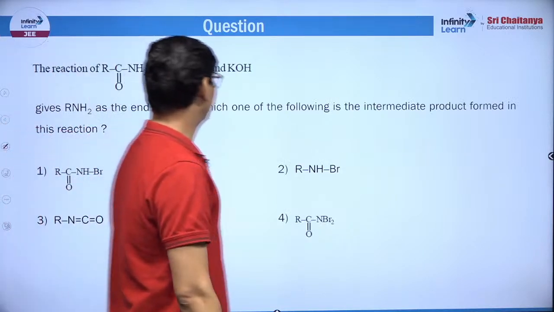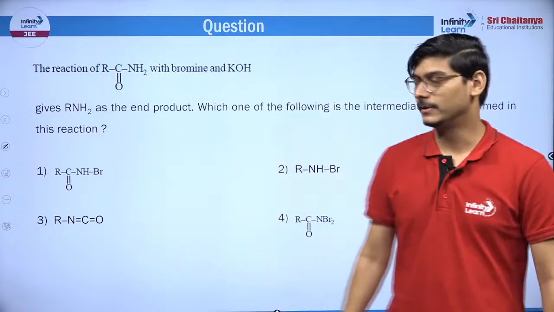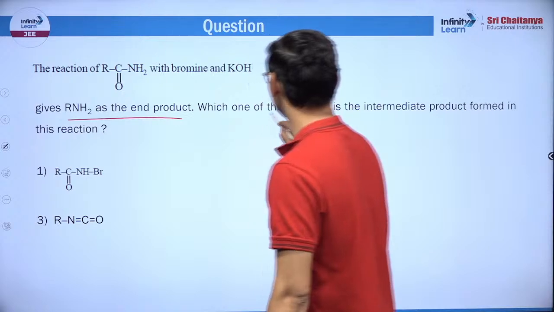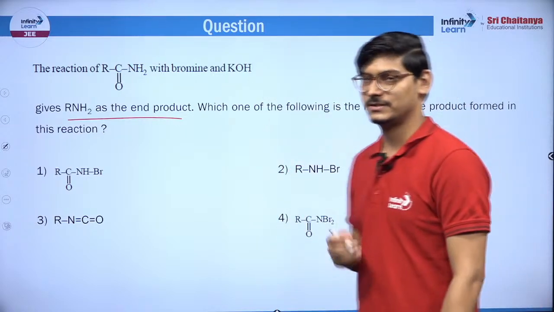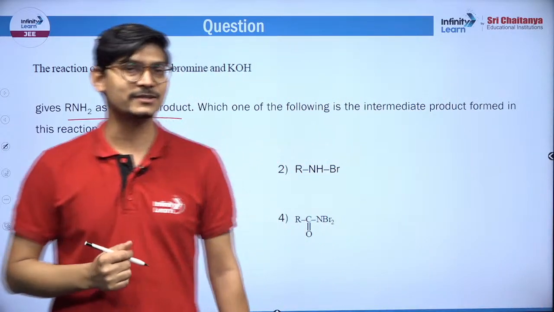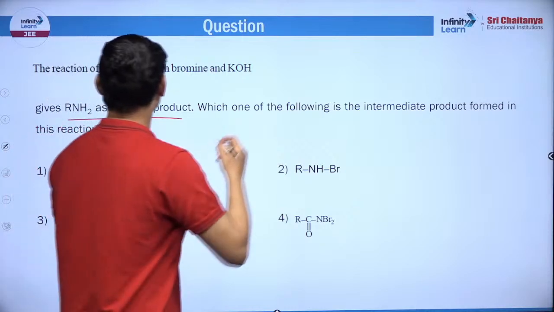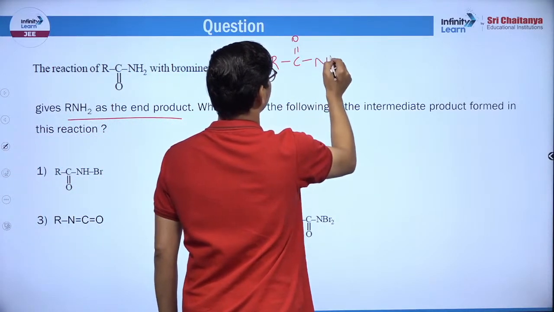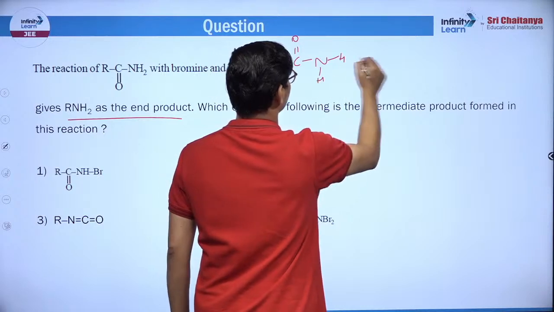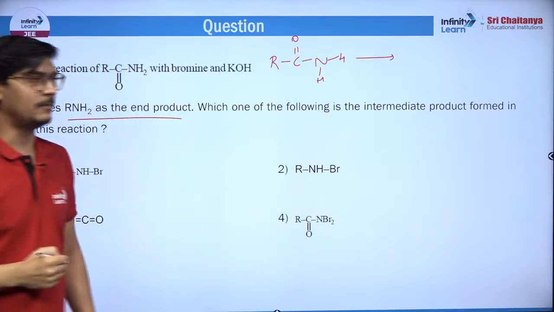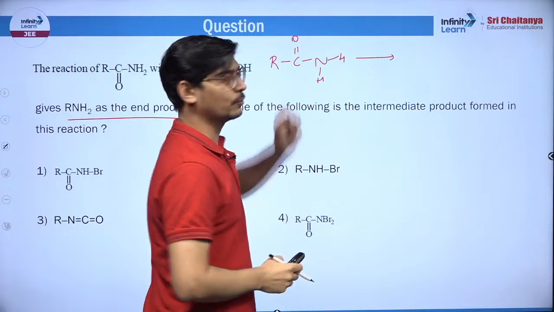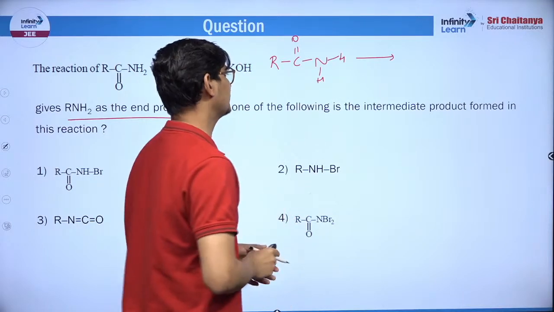Then the reaction of primary amides with bromine and KOH gives RNH2 as the product. Which one of the following is an intermediate? Of course, this is the popular Hofmann bromamide degradation reaction. What happens here? RCONH2. You should know, guys, that amides are amphoteric substances, right? They can give H plus as well as they have a lone pair. So they can act as base as well as acid.